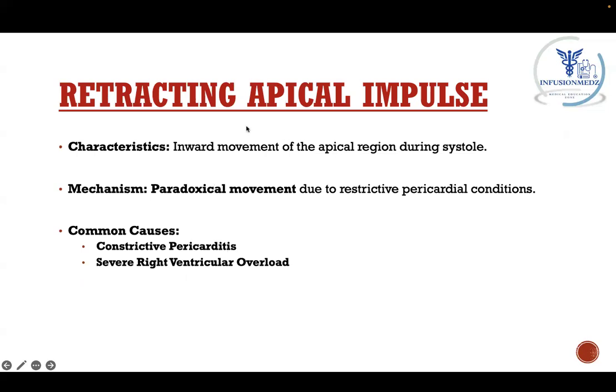The other type is the retracting apical impulse. Usually during systole, the apical impulse becomes prominent towards the apex or towards the chest wall. In the retracting type, it's the reverse of that. There is inward movement of the apical region during systole. It is seen due to paradoxical movement due to restrictive pericardial conditions. The common causes of this are constrictive pericarditis and severe right ventricular overload.